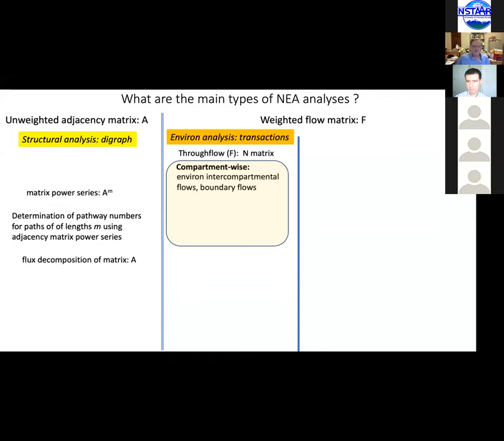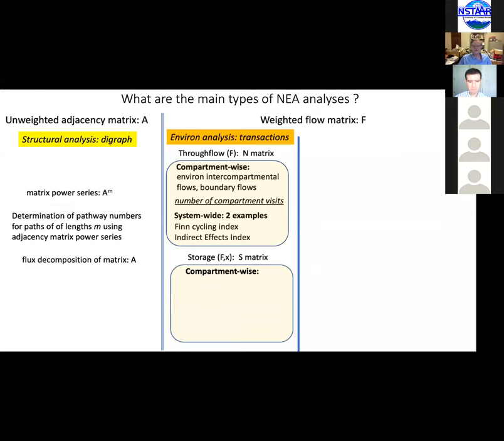Well, I'm going to give you a little bit of detail, because I'm going to be giving an example of this. Compartment-wise, from the in matrix, you can derive the intercompartmental flow partition and boundary flows that go with that particular environment. You can also get the number of compartment visits that correspond to that particular environment input. And for system-wide measures, you can get a measure of cycling and a measure of indirect effects.